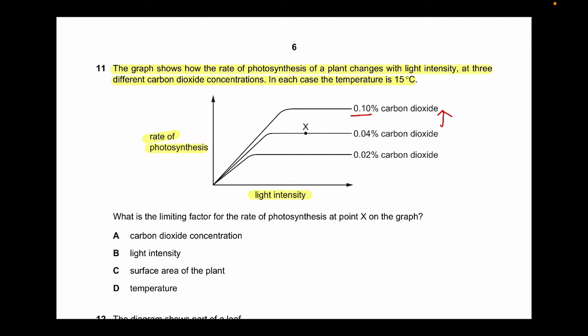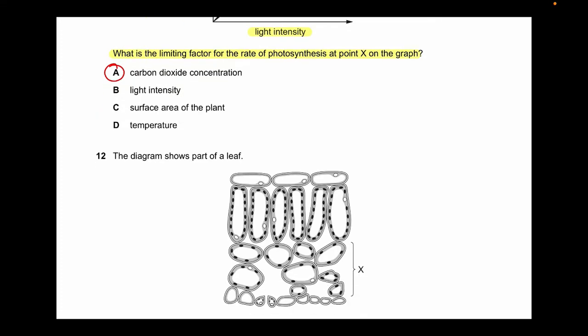Okay, so what is the limiting factor for the rate of photosynthesis at point X on the graph? At point X, definitely light intensity is not a limiting factor. But at the same level, increasing the carbon dioxide concentration gives a higher rate of photosynthesis. So definitely carbon dioxide concentration is the limiting factor.